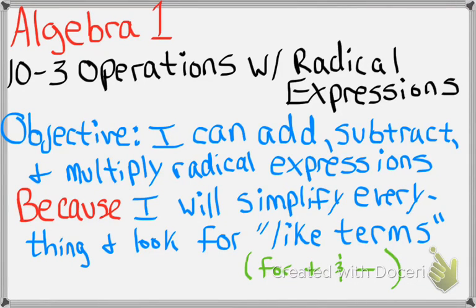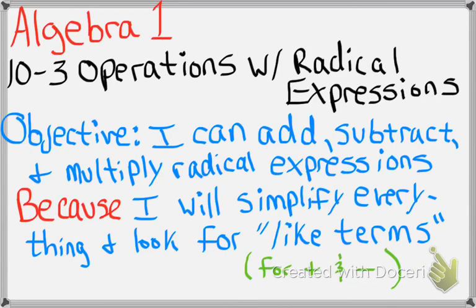In this Algebra video, we're in Chapter 10, Lesson 3. We're going to talk about doing mathematical operations with radical expressions. Our objective is, as the student, I can add, subtract, and multiply radical expressions because I will simplify everything and look for like terms. Mostly what I just said for looking for like terms for adding and subtracting.